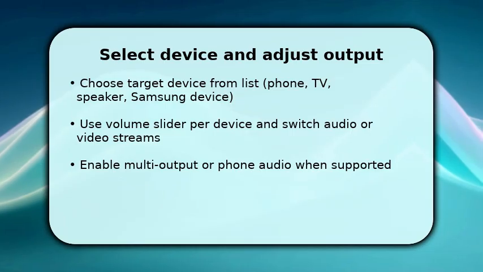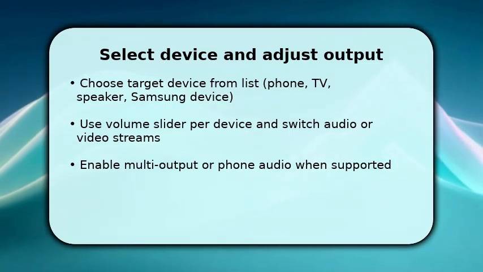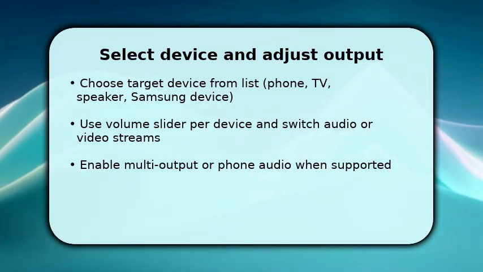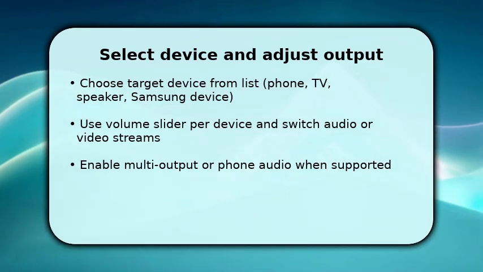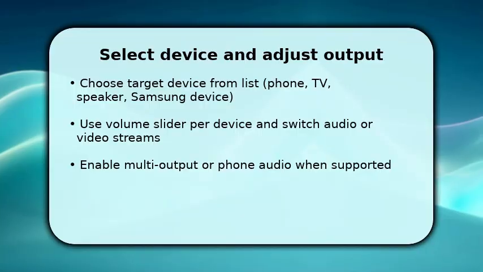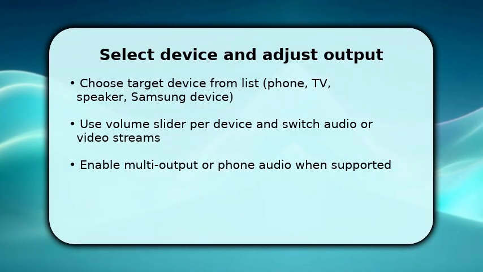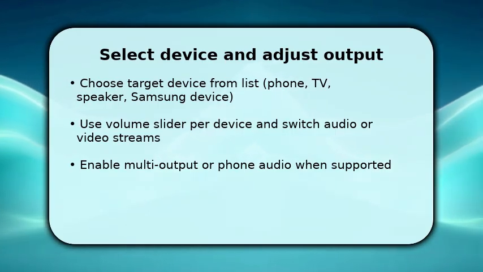Make sure to test playback and use the on-screen volume slider to control that device specifically, because phone volume and output device volume can be independent. If routing video, confirm the TV or cast receiver supports the codec. If not, change app settings or pick another device for smoother playback.